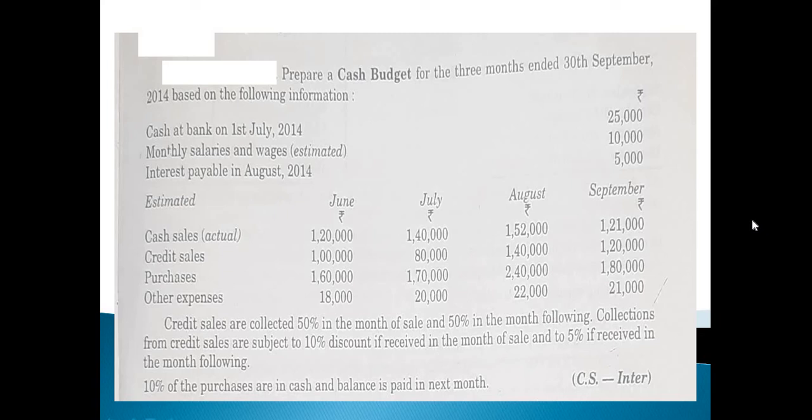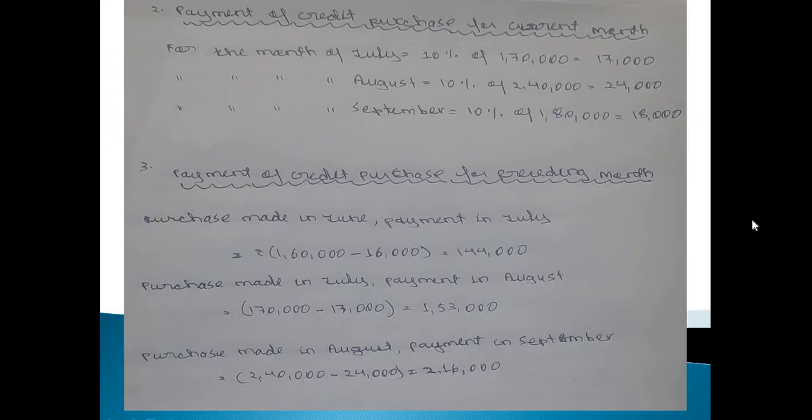So just keep this in mind. The purchases for the month of June is 1,06,000. The purchases for the month of July is 1,70,000. August 2,40,000, and September 1,80,000. Now, if you look at the working note for payment of credit purchase for current month, it means the payment made for the purchase in the month of purchase itself.